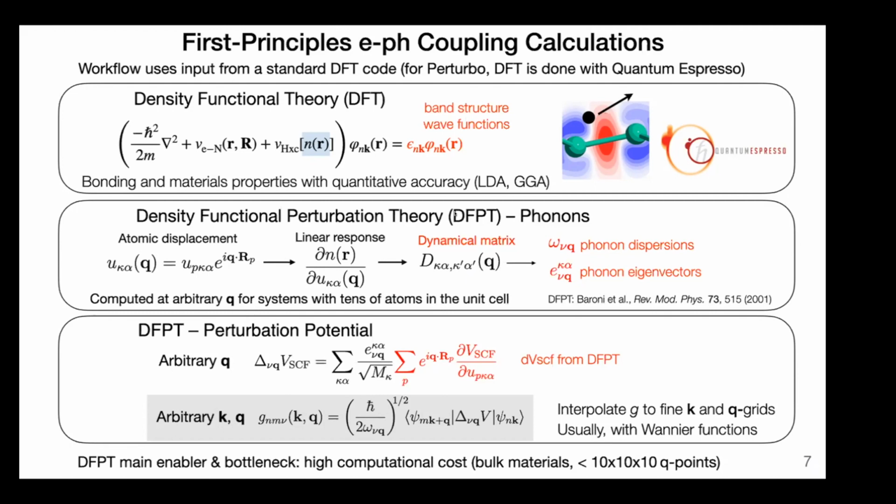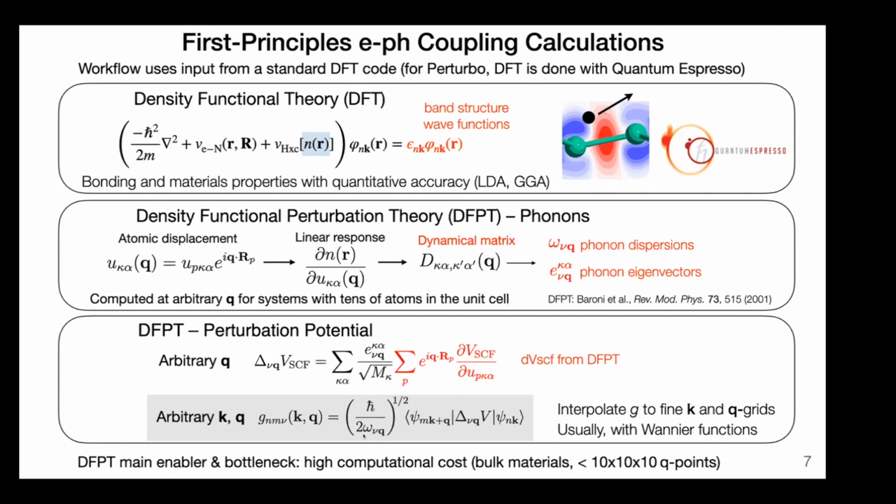DFPT does two things here. One, from the change in the density, one can compute the dynamical matrices, and therefore the phonon dispersion and the phonon eigenvectors. And second, as a byproduct of the calculation, one also gets the change in the self-consistent potential. Basically, this is the periodic part of that change in potential, which can be computed for arbitrary phonon wave vector q. So now these quantities shown here in red are basically the main ingredients that one needs to compute these electron-phonon coupling matrix elements.